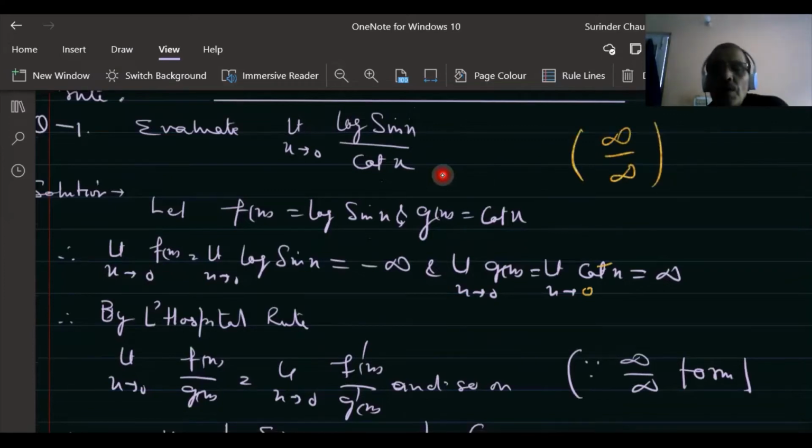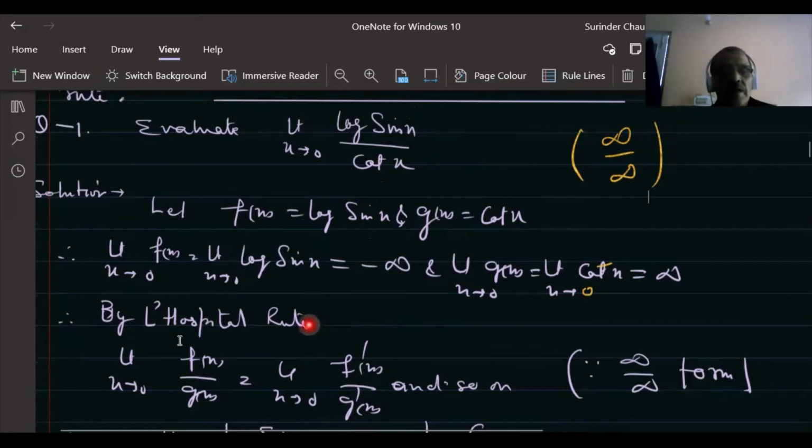Now, since it is an indeterminate form, we can apply L'Hospital rule to its limit. That is, limit x tends to 0 of f(x) upon g(x) is equal to limit x tends to 0 of f'(x) upon g'(x), and so on. If it is a finite number, that is the limit. If it is again an indeterminate form, then this will be equal to limit x tends to 0 of f''(x) upon g''(x), the second derivative of f upon the second derivative of g, and so on.